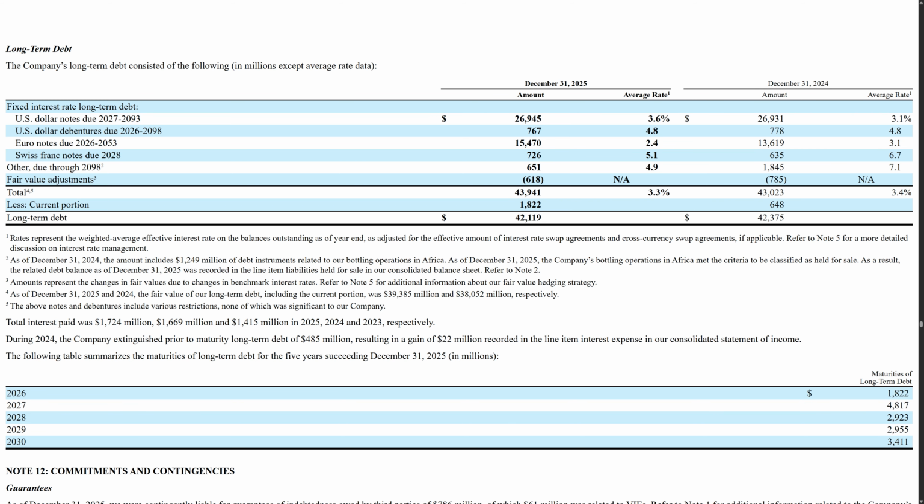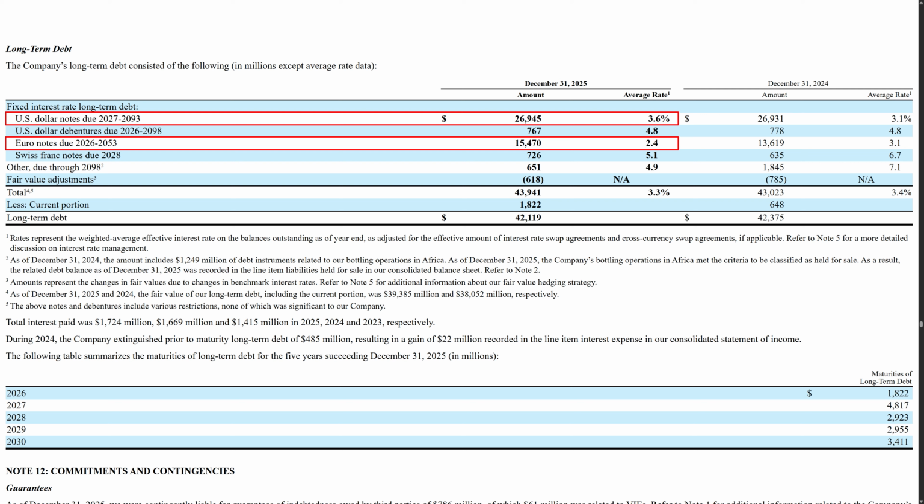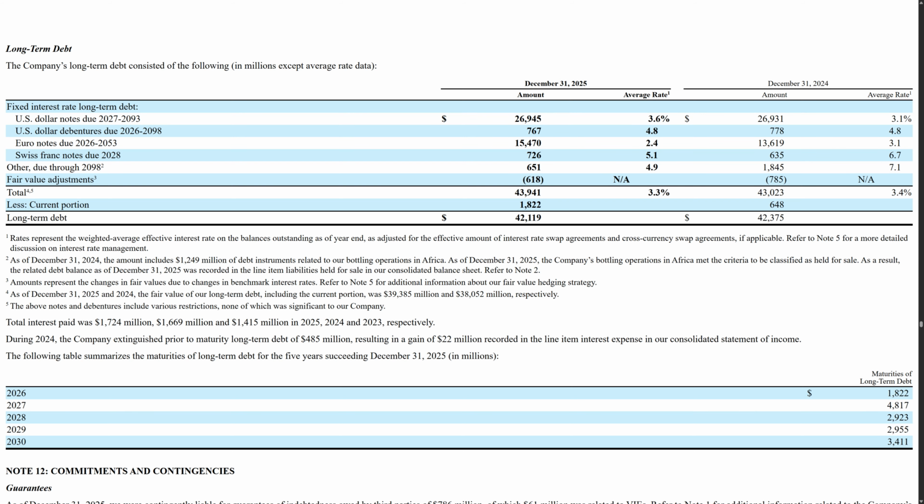Another thing we can discern here is the interest on their debt. You can see it broken down by a few different categories. And most of their long-term debt is made up of these US dollar notes at 3.6% interest and euro notes at 2.4% interest. So unsurprisingly, given how large and stable the business is, Coke is able to finance some of their assets with relatively inexpensive debt. That's a nice competitive advantage.